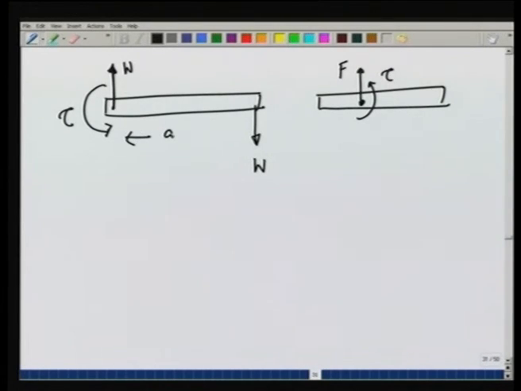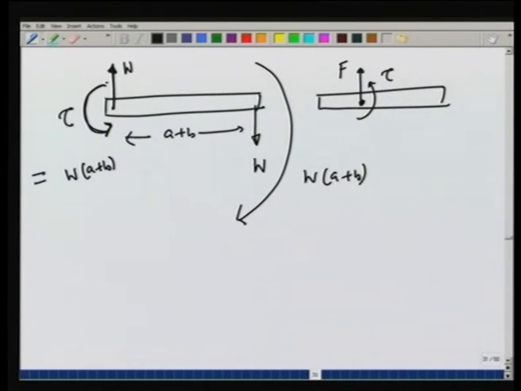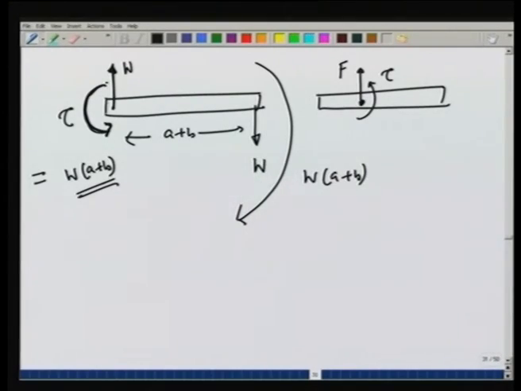The length is a plus b, and therefore, this forms a couple which gives a torque in this direction as w times a plus b, and therefore, the torque generated at this point to counter this torque is also going to be equal to w times a plus b. So, think of a built in support system as something that can generate a torque as well as a force. You notice that with A plus B increasing, if A plus B is large, this torque is going to be larger and larger and larger.